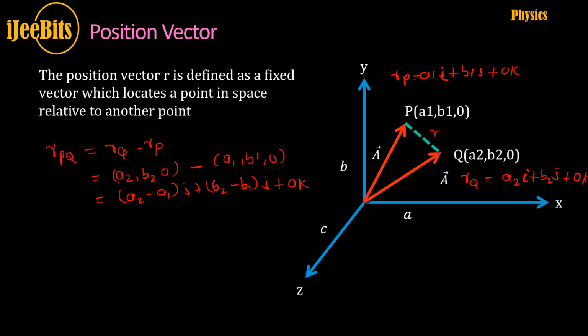Okay. So the answer would be: RPQ is a position vector which is nothing but A2 minus A1 into I, B2 minus B1 into J and 0 K. Clear? If you have a space, then you will have a K component. Then you have, let's say, C2 minus C1 of K. Isn't it? This is another way of representing. You're clear, I believe, right? Let me know if you have any question, guys.